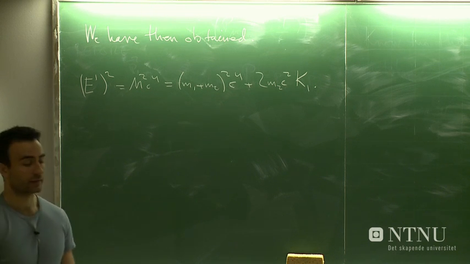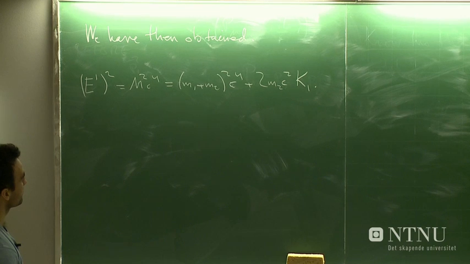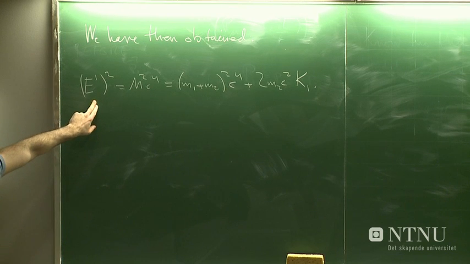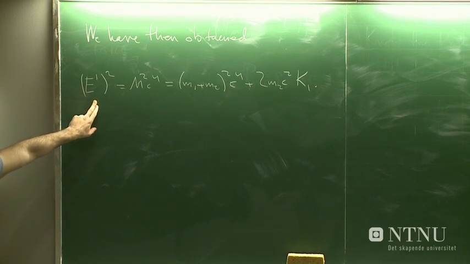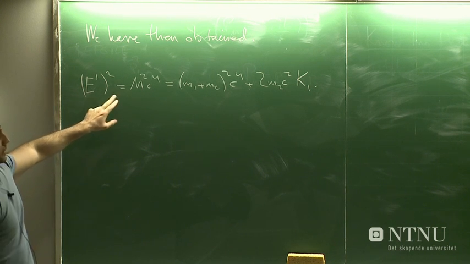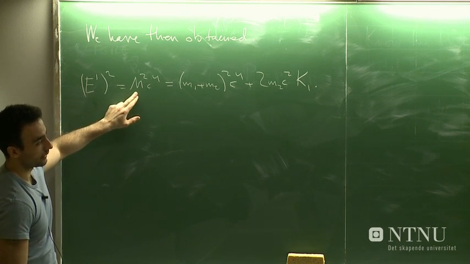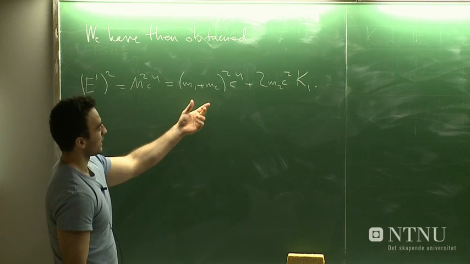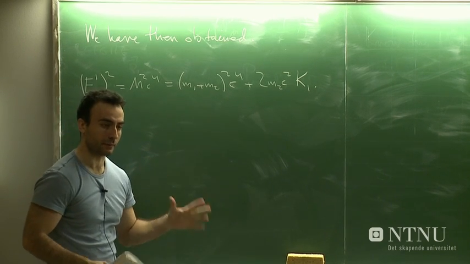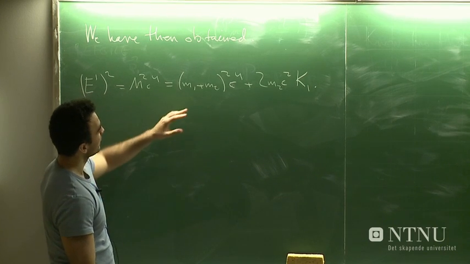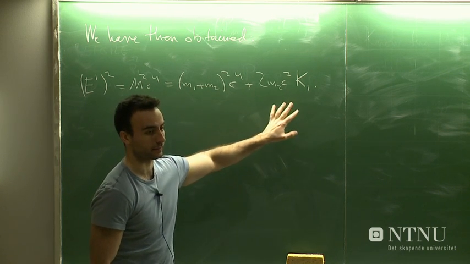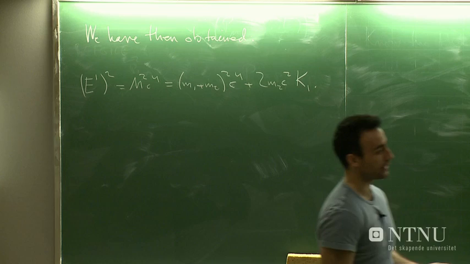We have then obtained the following equation. That the energy squared, as seen from the center of mass system, which is equal to this invariant quantity, namely the equivalent mass, is given as the sum of the masses of the particles initially, squared, multiplied with c^4, plus this term here, where I have defined K1 as this term.